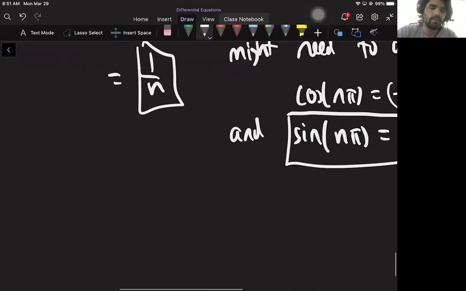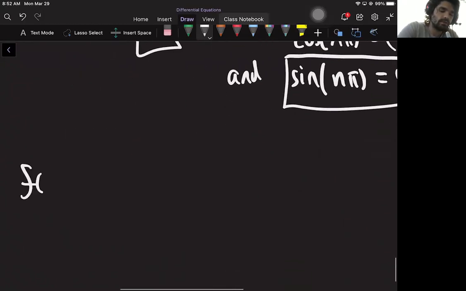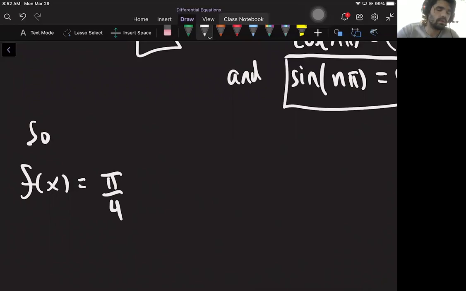Okay, but I want to get lots more examples done, so I'm going to skip over that work and let you do it if you like. Okay, so now what is our function? How do we write it as a Fourier series? Well, long ago we got pi over 4 as our first term, and we got our cosine.